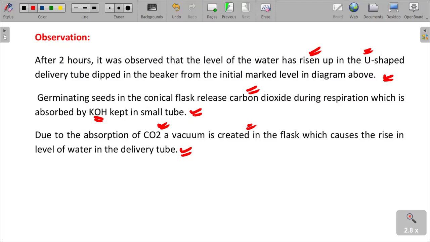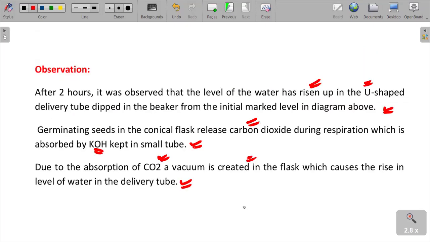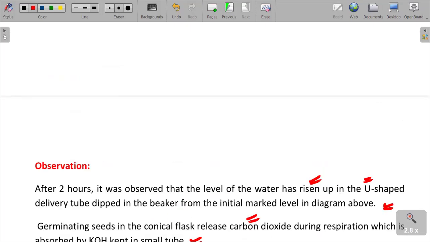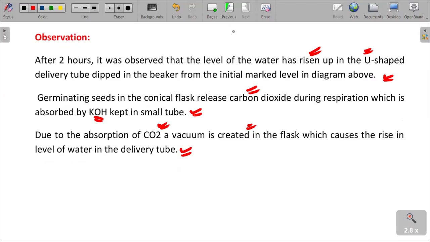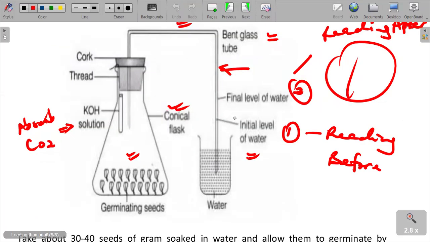So due to absorption of carbon dioxide, a vacuum is created in the flask, and we have got a rise in the level of water in the delivery tube. So now a vacuum is created there. I want you to see this. We are saying the absorption of carbon dioxide here creates a vacuum.